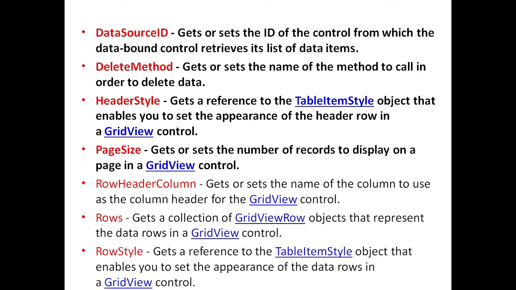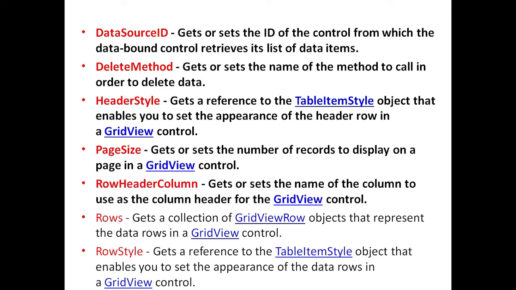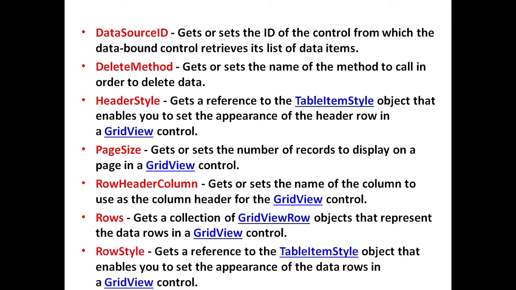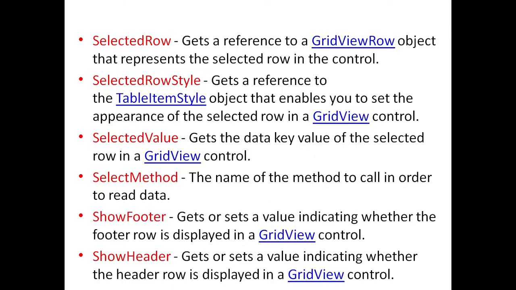Page size property is used to get or set the number of records to display on a page in a GridViewControl. Row header column property is used to get or set the name of the column to use as a column header for the GridViewControl. Rows property gets a collection of GridView row objects that represent the data rows in a GridViewControl. Row style property is used to get a reference to the table item style object that enables the user to set the appearance of the data rows in a GridViewControl.